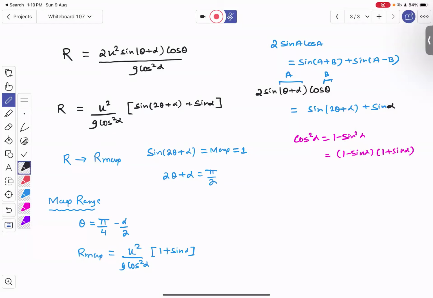So a nicer way to write it will be u square by g. The denominator cos square alpha will be written like this, and it will cancel 1 plus sine alpha in the numerator. So maximum range is u square by g into 1 minus sine alpha. I hope this is clear. Clear, no? Yes, sir.